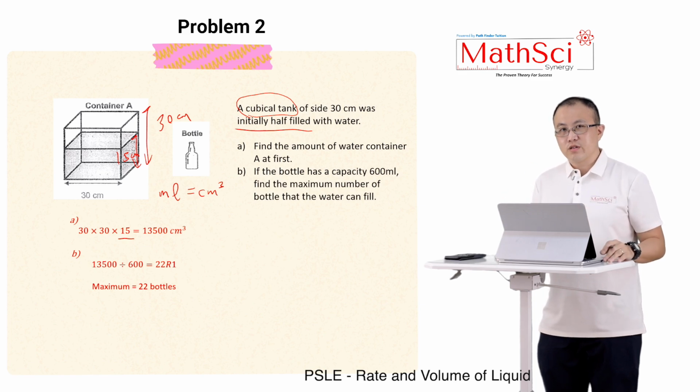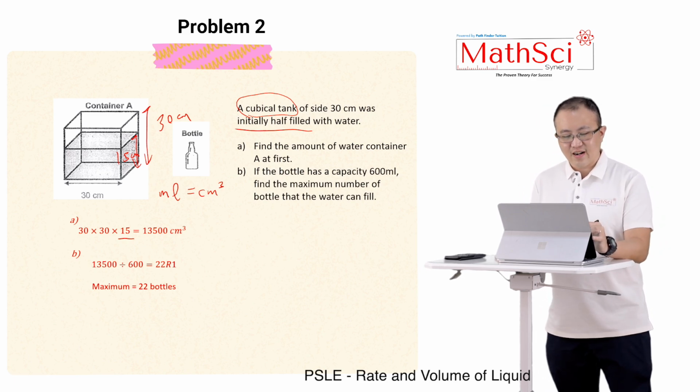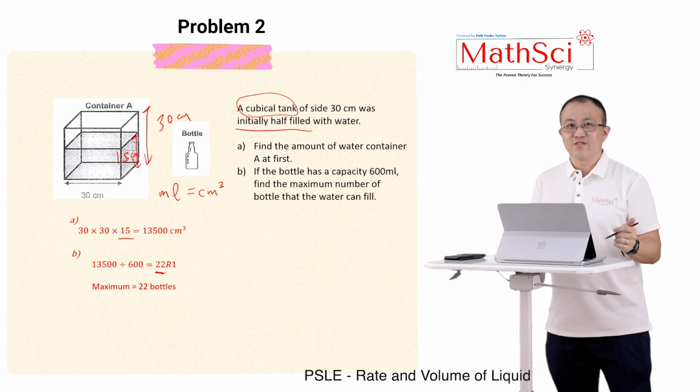So with that, you get 22 and remainder 1 if you do the division, which also means what? Which also means that you can fill up 22 whole bottles. And then the last one cannot finish. Yeah, remainder 1. And then after that, you get about a maximum of 22 bottles. Okay, so remember, do not take the remainder, let it be.